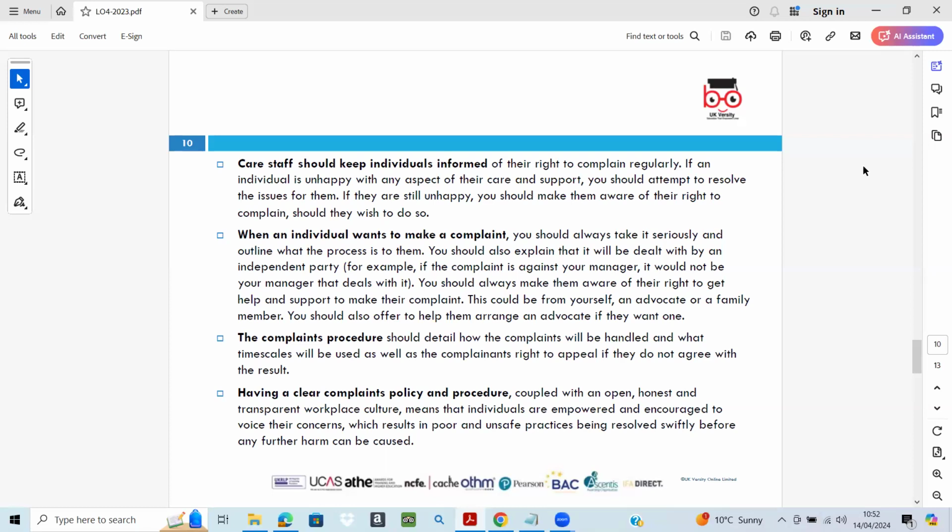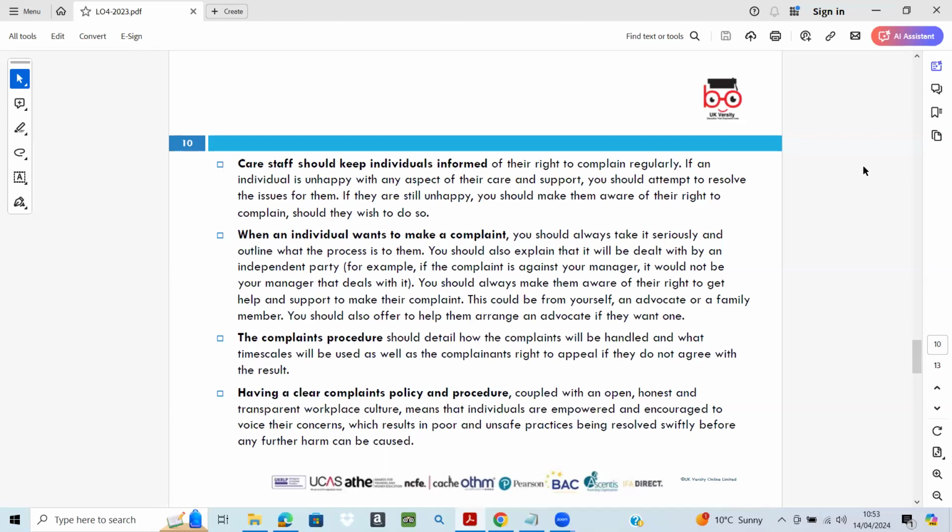Why is regular communication about this right so vital? Regular communication ensures that individuals are always aware of their options for voicing concerns and that they feel supported in doing so. It helps maintain an environment where people feel their voices matter and are taken seriously. Continuous reinforcement of their rights empowers individuals and can prevent escalation of issues.